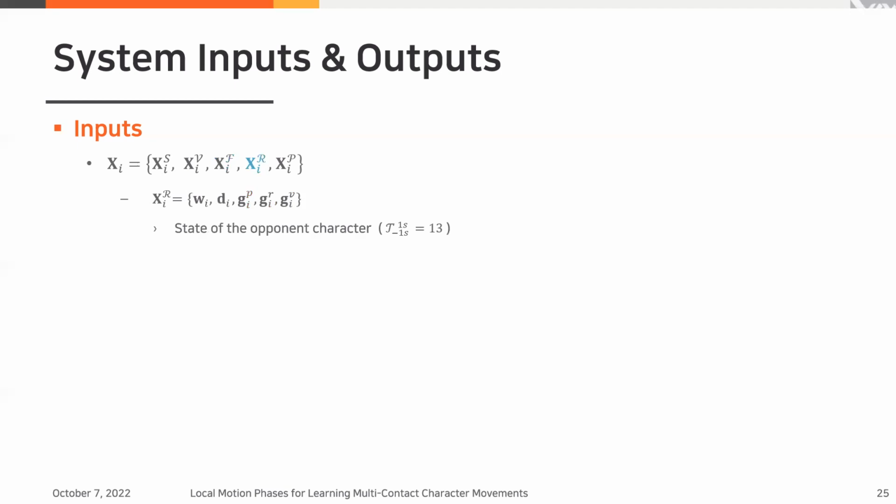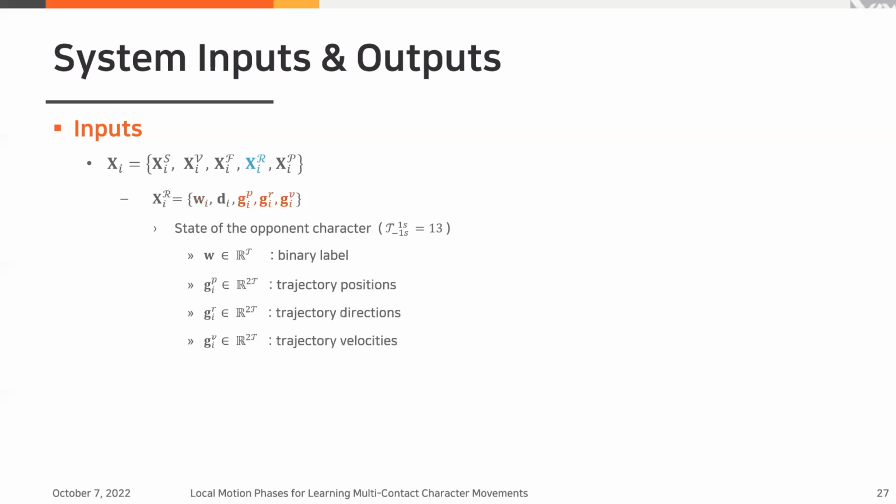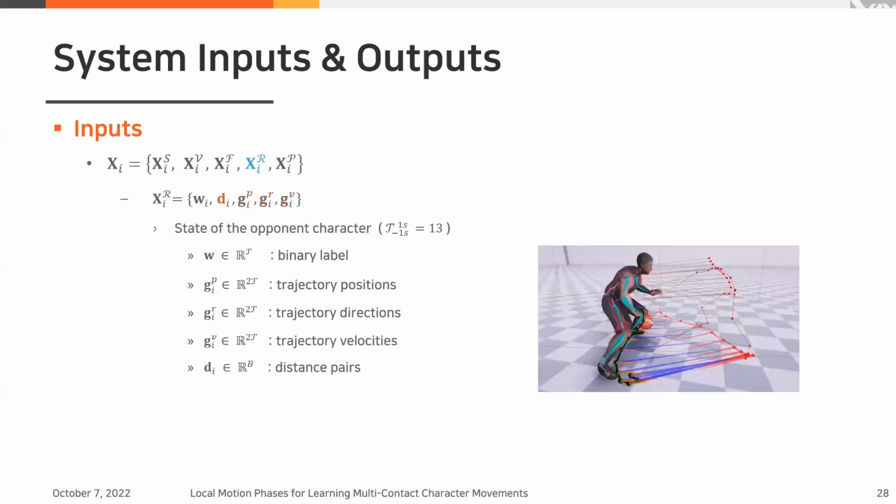Then this component is to describe the state of the opponent character. This W represents a binary label that tells whether the opponent is within the 5-meter radius of the user, and its role is to make this opponent variable active only when the opponent is close to the user. Then the G represents the root trajectory of the opponent, including position, direction, and velocity. And D is the distance pairs between corresponding joints of the user and opponent character.